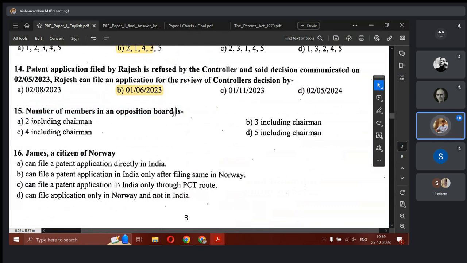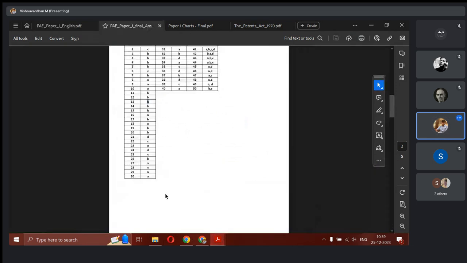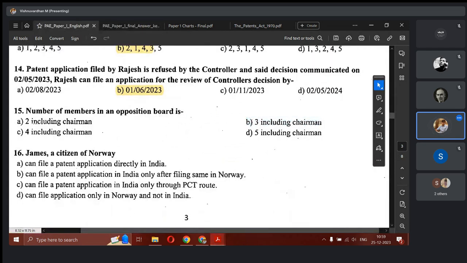So I've already told you opposition board has to have 3 people, right? But again, I'm not fully clear on this now. So 3, including chairman, has to be the answer. Let's see, the answer 15 has to be B. 15 is B. Okay. So cool. So all this you just have to mug up. There's no logic to all this. So 3, including the chairman.